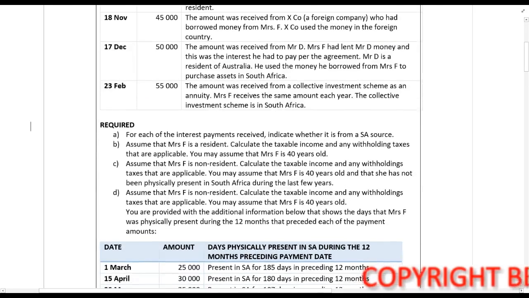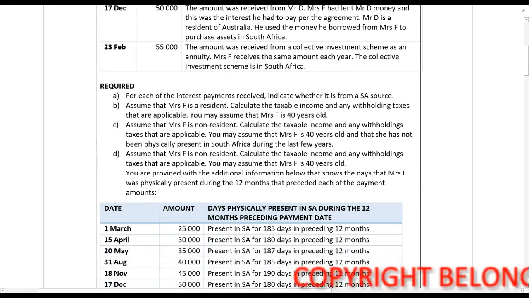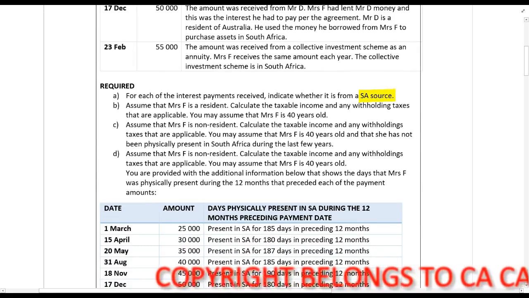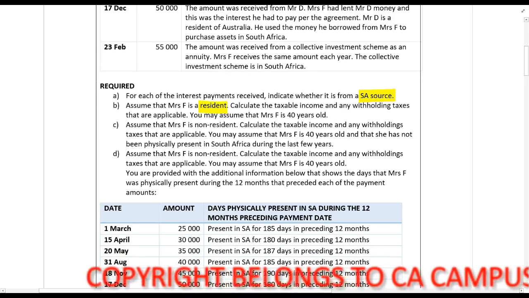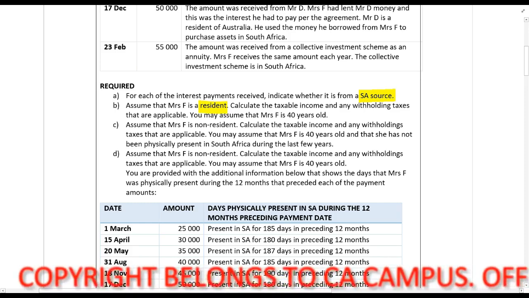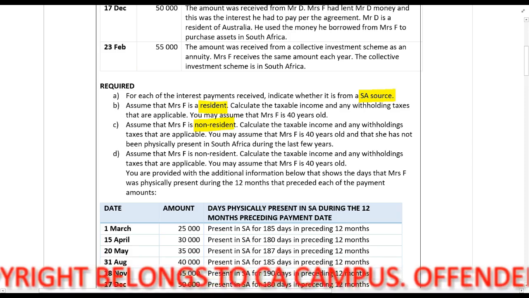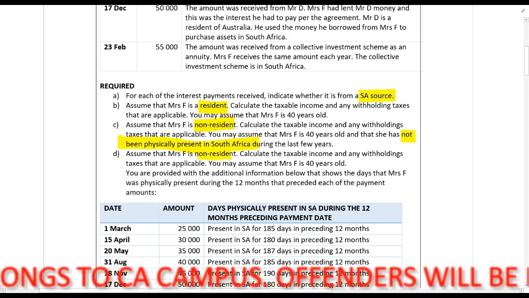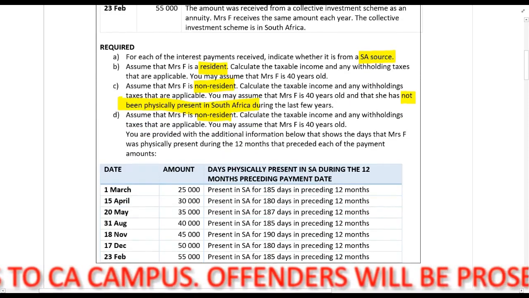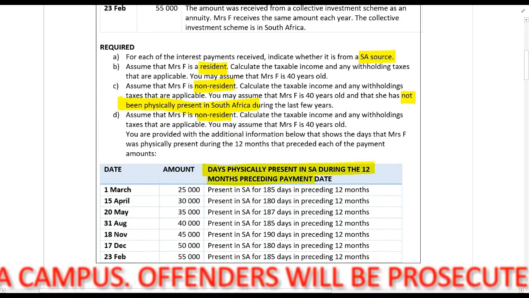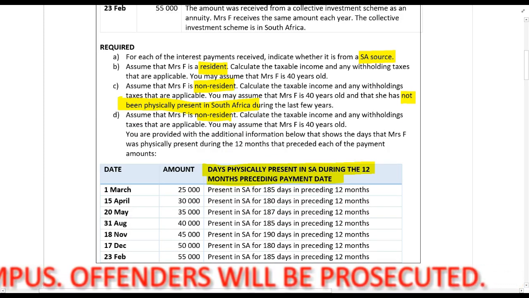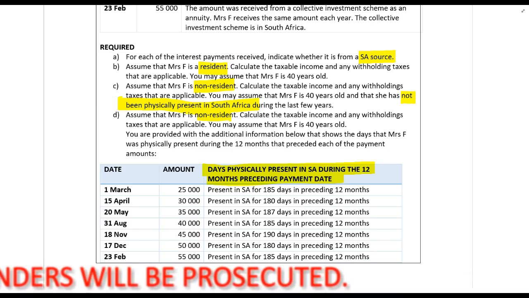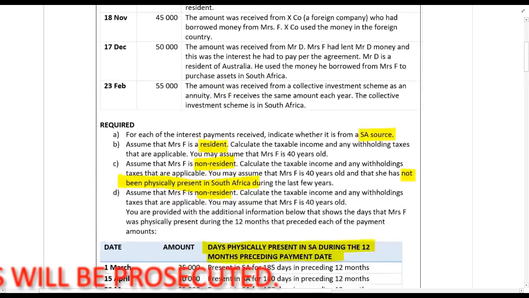This lecture example is designed to illustrate a couple of principles for you. First up, it will ask you to indicate what the source is of some interest that was received. Then it will tell you what to do if the person who has received it is a resident. Then if the person is a non-resident who has not been physically present in South Africa. And then again with a non-resident, but where I provide you with days physically present in South Africa during the 12 months preceding the payment date. So this is to illustrate exactly how interest for residents and non-residents work, and we're going to focus on the non-residents. The residents you basically already know.